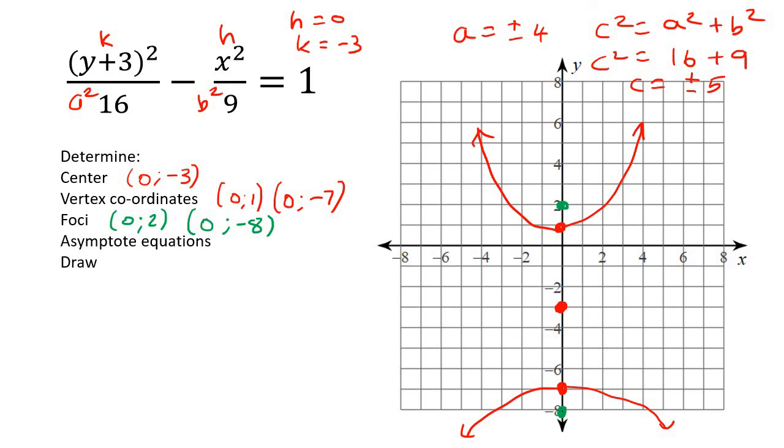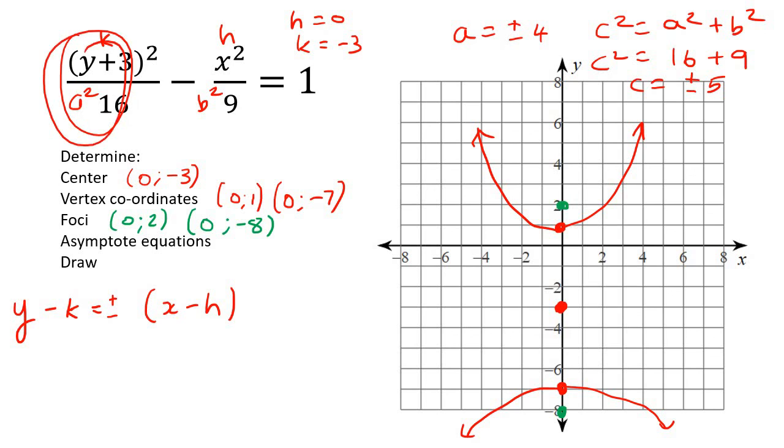Your asymptote equations, remember the formula for the asymptotes goes like this. Now it's always a plus minus here, and then you put whatever the y is with. So that's the a in this example. That's with a. That's with y. It's a. And then b is with x. So it's going to go like that.